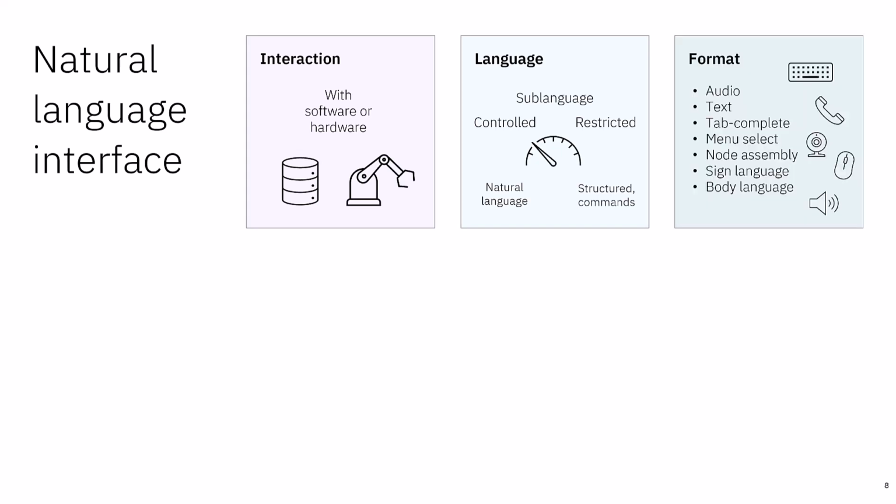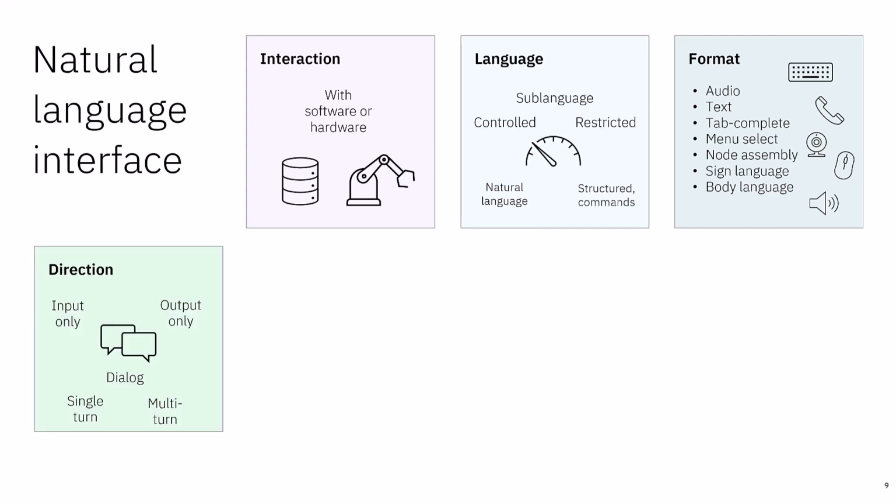It's important to keep an open mind with respect to the medium or the format that the interaction can happen in. You might have audio input where you're speaking or listening, or text where you're typing. There might be times when you would just use tab complete or a menu select, but it still might be natural language. You might be assembling natural language sentences or phrases and commands in nodes in a graphical tool. Natural language could also include sign language or body language.